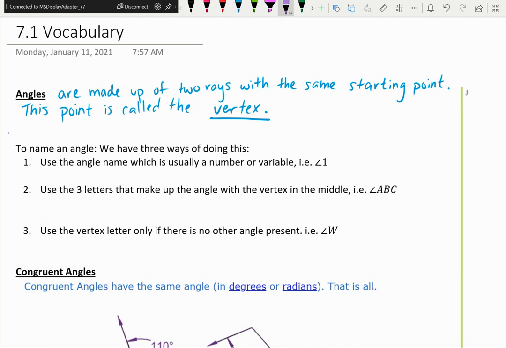To name an angle, there's a variety of different ways that we can name an angle. Some of them are more common than others. A really easy way is when we're given an angle that has an identifying number in it, like angle 1. It might just have a number in there, and we'll just call it by that number.